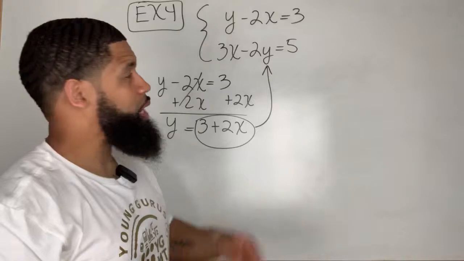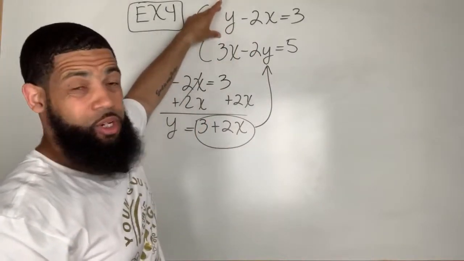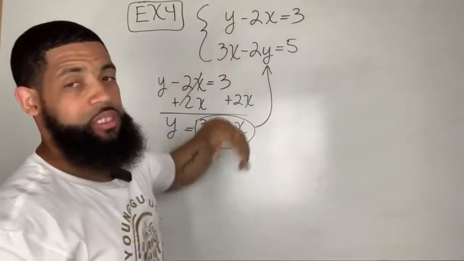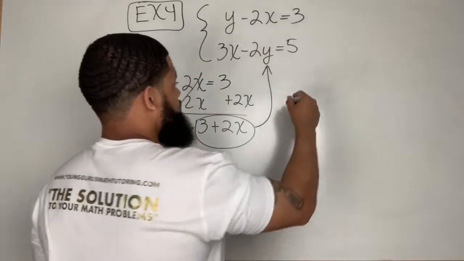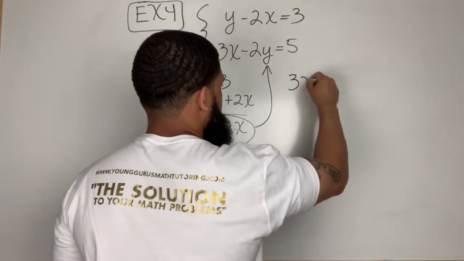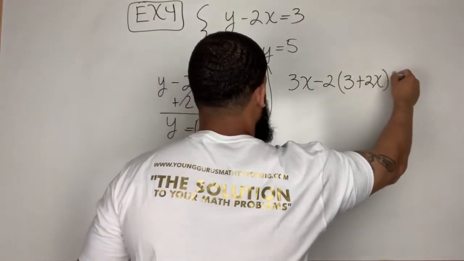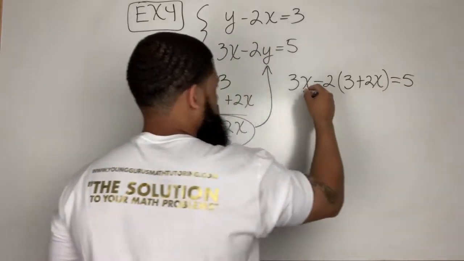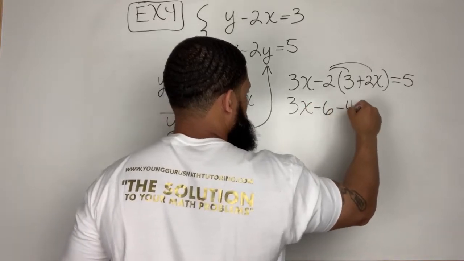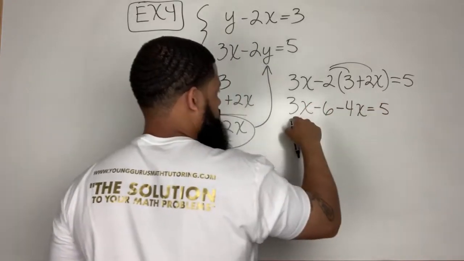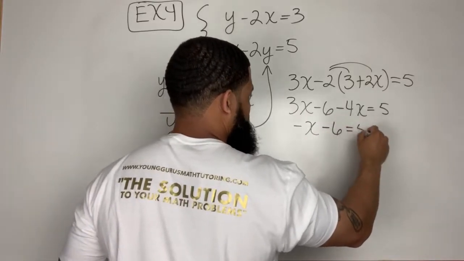Also, remember, whichever variable I use to isolate, I have to substitute that value into the other equation. That's very important, okay? Or else you won't get the correct answer. So I have 3x minus 2 times 3 plus 2x equals 5. So 3x, I need to distribute here. So 3x minus 6 minus 4x equals 5. Well, combine like terms. 3x minus 4x is negative x, minus 6 equals 5.